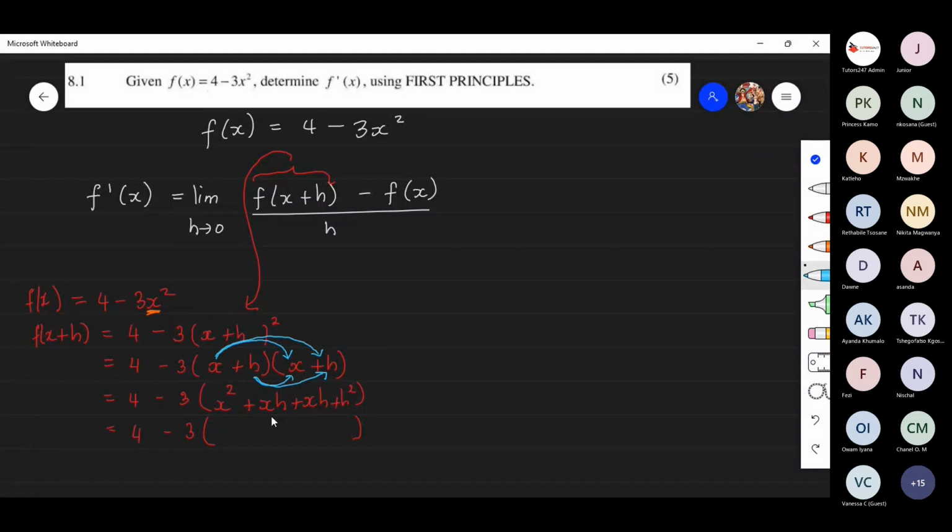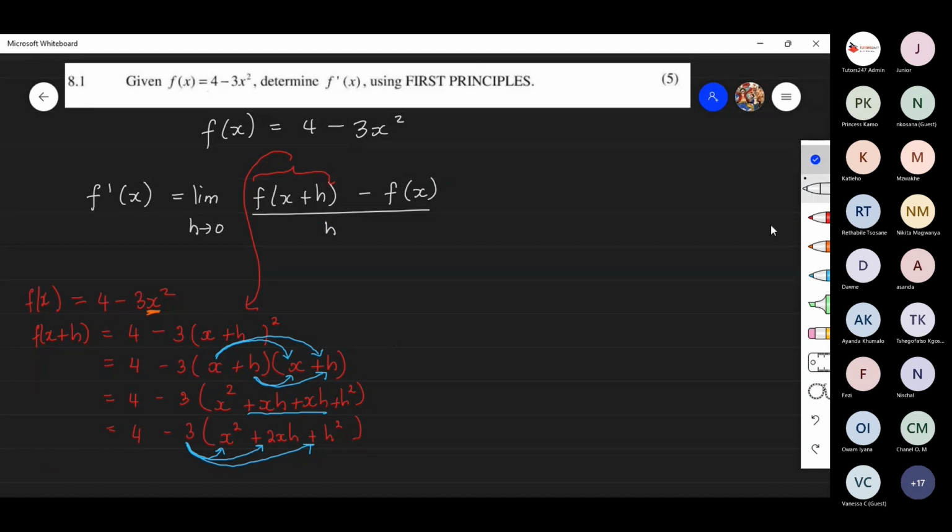So from here, we can see that we have like terms, xh plus xh, and that is going to give us x squared plus 2xh plus h squared. Now we are going to multiply this negative 3 into our brackets. So this is going to be negative 3 times x squared, negative 3 times positive 2xh, and negative 3 times positive h squared.